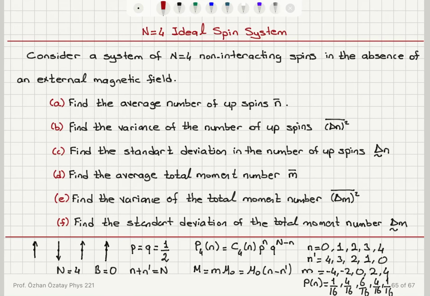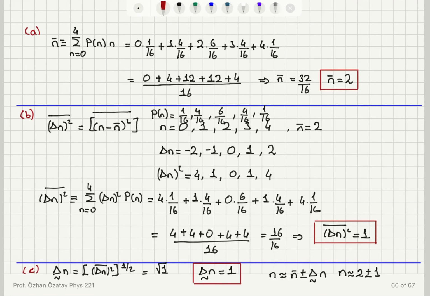So the possible values for the number of up spins are 0, no spins up, 1, 2, 3, 4, all spins up. The corresponding number of down spins can be 4, 3, 2, 1, 0. The total moment number is the difference between the number of up and down spins, so it is -4, -2, 0, 2, 4, with corresponding probabilities 1/16, 4/16, 6/16, 4/16, and 1/16. Then we added up the product of the possible values of n with their corresponding probabilities, going through all possible values of n. We found the average value to be 2.